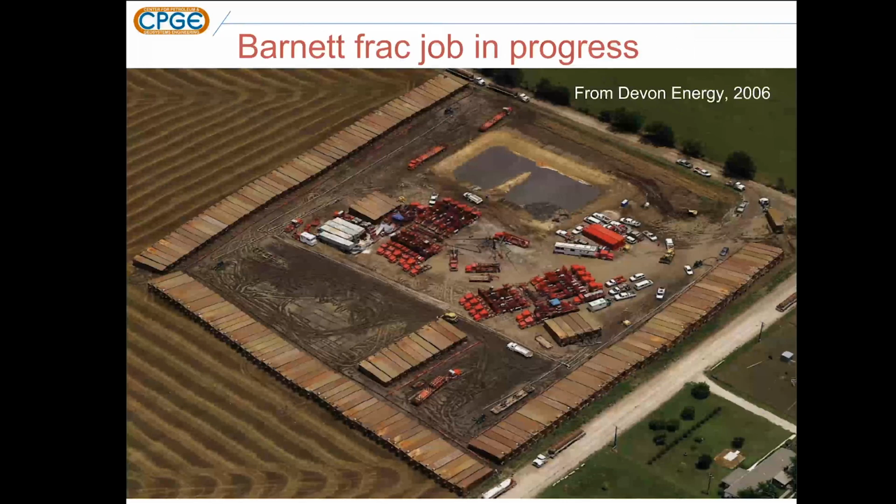Now, what does a frack job look like? And here's an air photo of a frack job. You notice that there's trucks with natural gas and water. There's a pond for storing frack fluid when it comes back. This is the way things are.